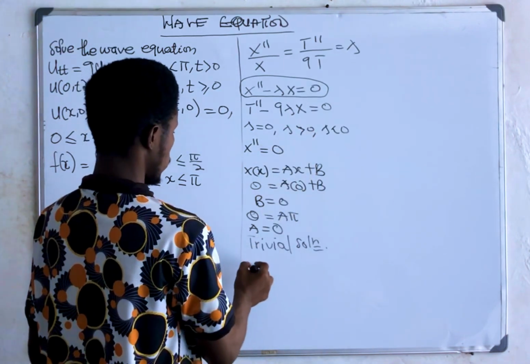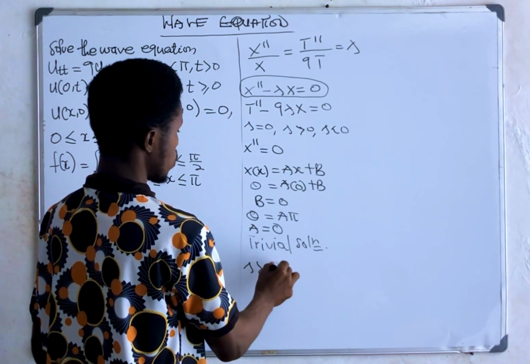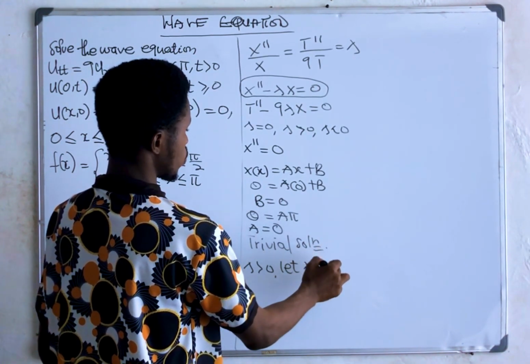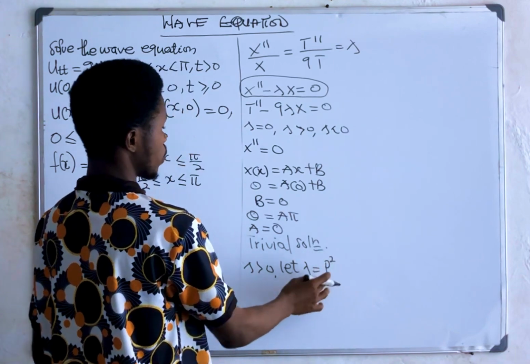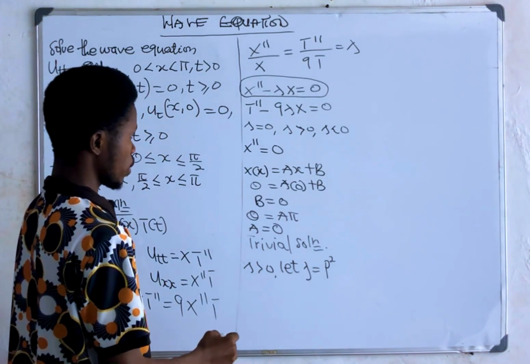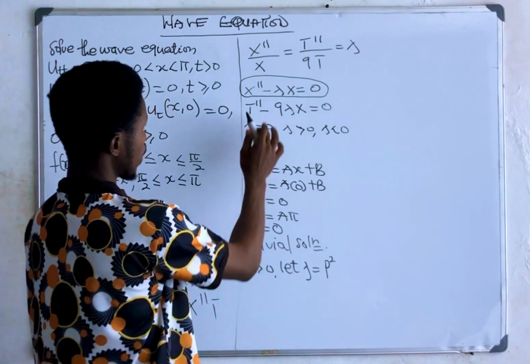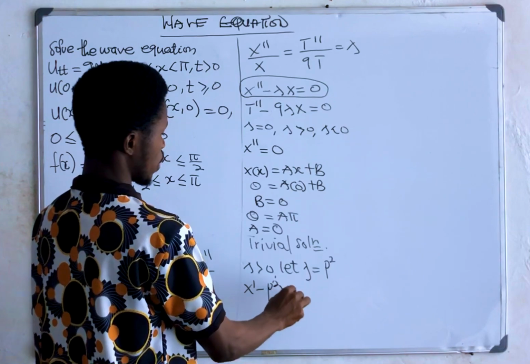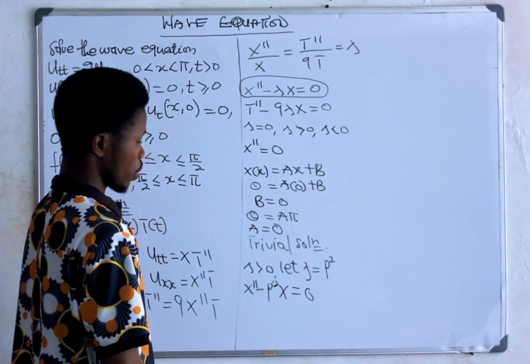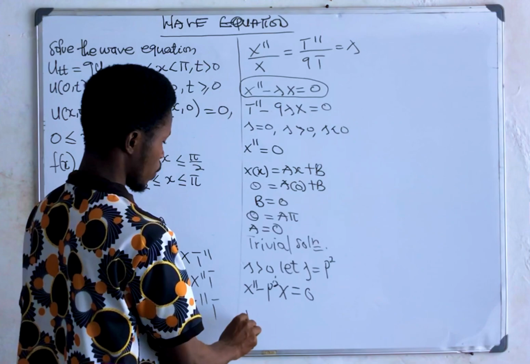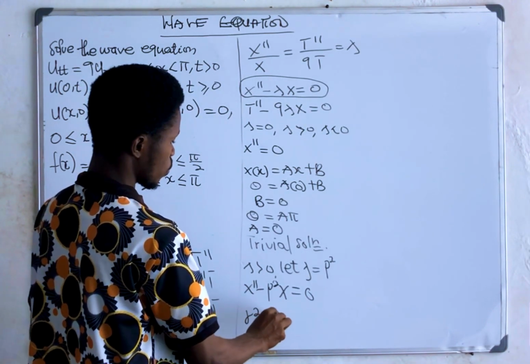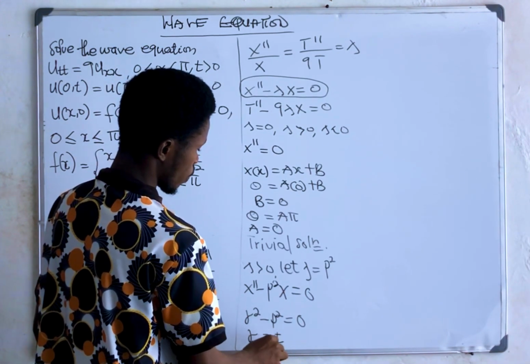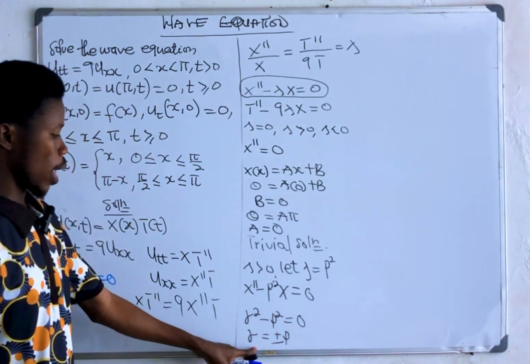When lambda is greater than 0, you let lambda be equal to p squared, and I've explained this. So if that is the case, it means that wherever I see lambda, I should put p squared there, X double prime minus p squared X equals 0. This is second order, so if I want to solve it, r squared minus p squared equals 0. So my r will be equal to plus or minus p. If you solve for r, you get this.